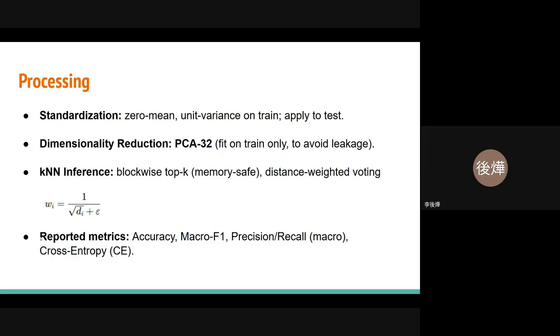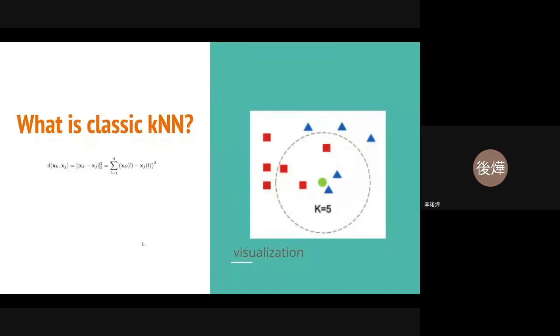Okay, so in the end, as a result, we generated the graph by these parameters and indicators so that it can better visualize the result. And next, we are going to the classic KNN part.